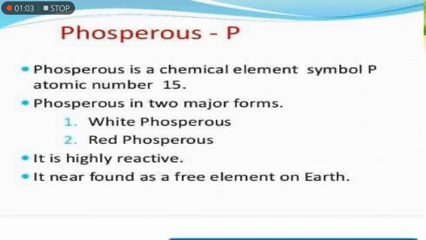Let's begin. Phosphorus is a chemical element with symbol P, atomic number 15. Phosphorus has two major forms: white phosphorus and red phosphorus. It is highly reactive. It is nearly never found as a free element on the earth.